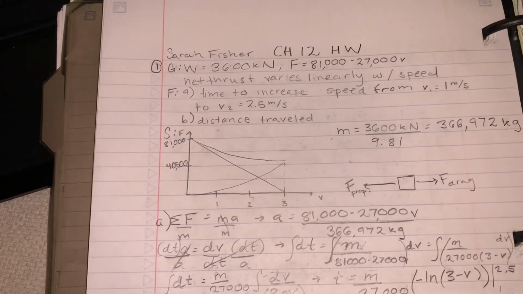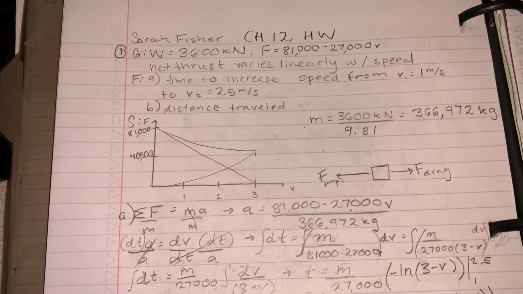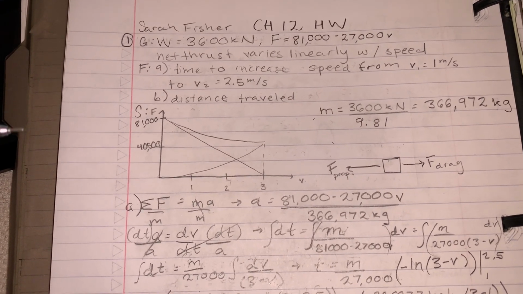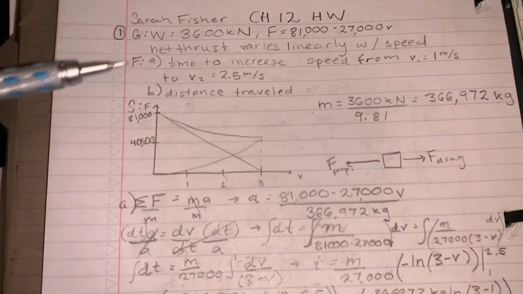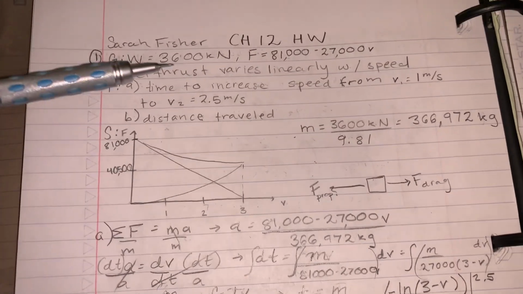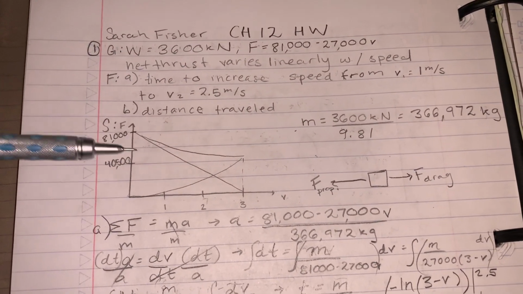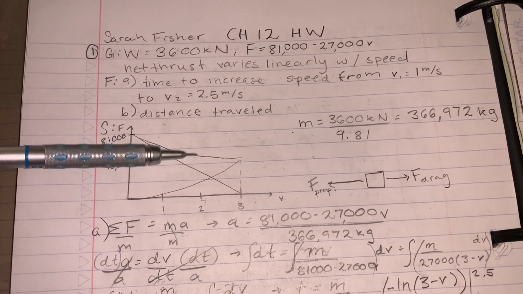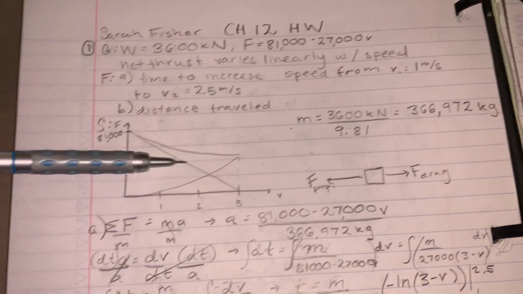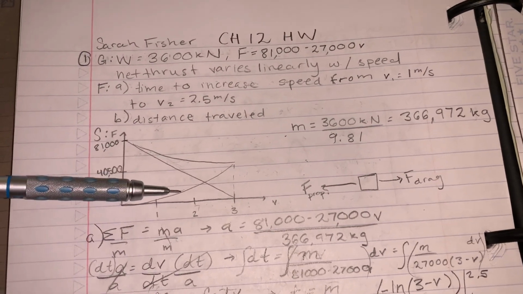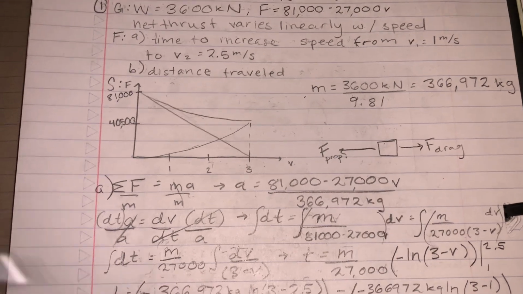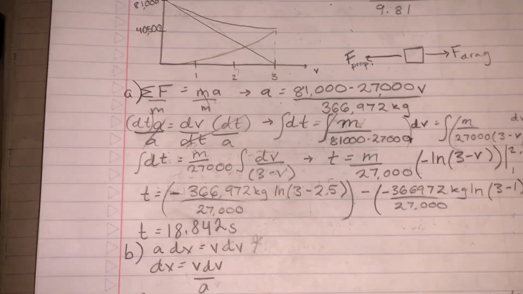Alright, in the first problem, it's asking to find the time required to increase the speed and the distance traveled during this time interval. So we're given this equation. I plotted it on this graph. This line represents the propeller, this is the net thrust, and this is the drag.